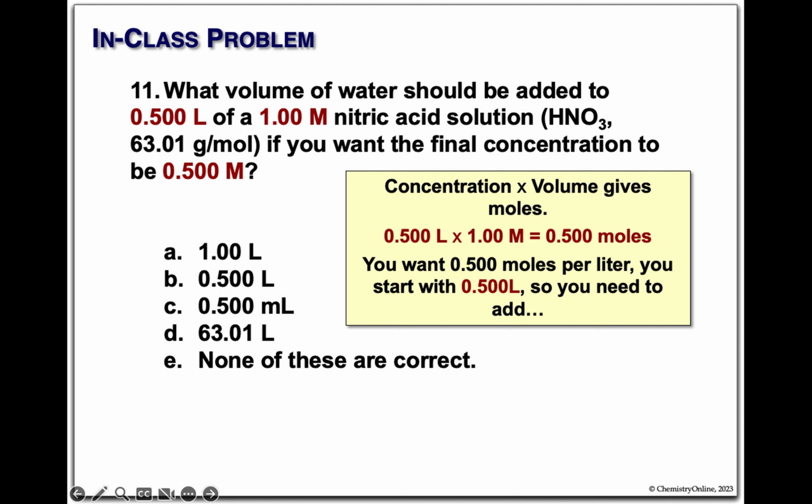Now we want our final concentration to be half a mole per liter. We're starting with 500 mils. How much more do you have to add? 500. That gives us 1 liter total, 0.5 moles per liter.